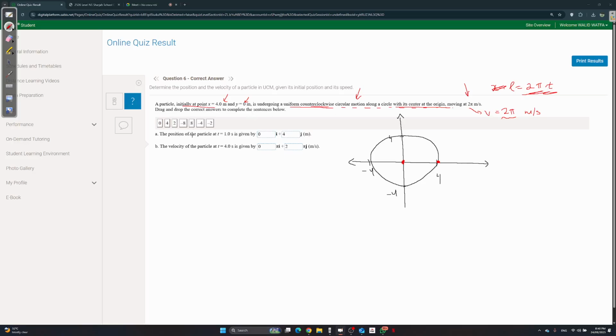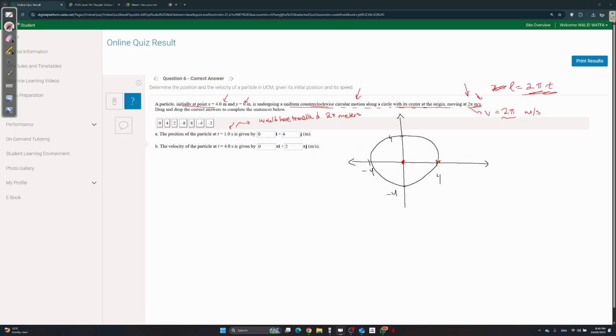Anyways, they want the position of the particle at t equals 1 and then t equals 4. Now, when you see this in an exam, anytime you see x equals 4, y equals 8, it's just nice to draw the coordinate plane. Okay, at t equals 1 second, the particle would have traveled 2 pi. Why? Because the speed is 2 pi per second. So in 1 second, yeah, it would have traveled 2 pi meters.